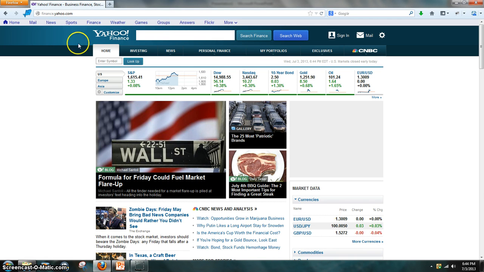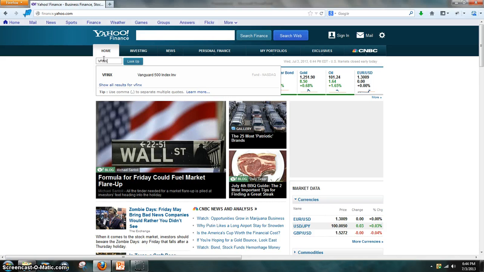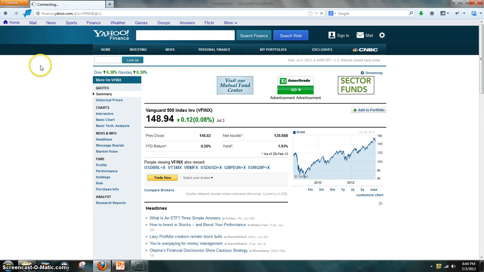This is their main finance page, and where I need you to input some information is up in the top left-hand corner where it says enter a symbol. The symbol that I would like you to enter is V as in Victory, F as in Frank, I as in Indian, N as in Nancy, X as in Xavier, and that's the Vanguard 500 Index Fund. Once you click through there, it's going to give you the primary summary screen. It gives you current values, whether it was up or down for today, and then a long-term trend on how it's performed over, in this case, a yearly period.